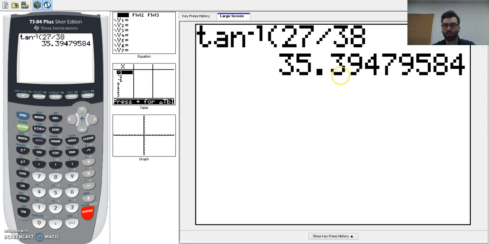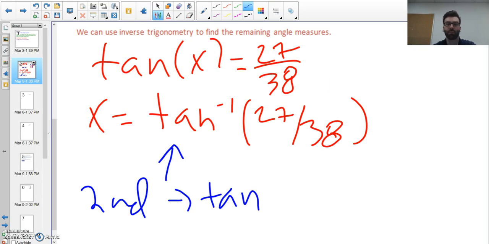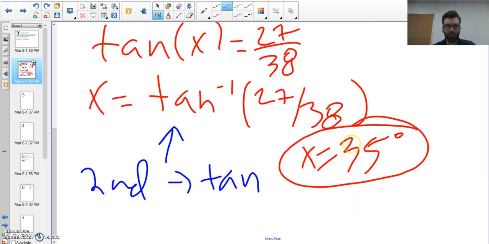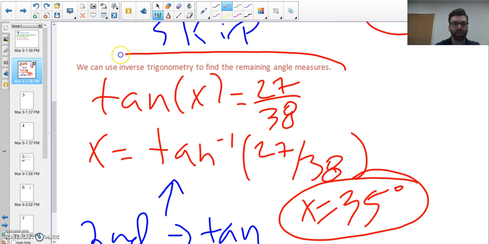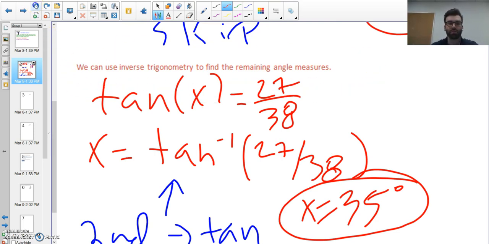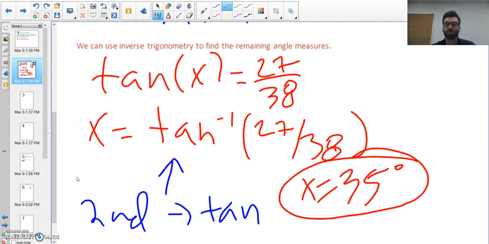Remember to round, you look at this number. If it's above 5, you round up. If it's below 5, we keep it the same. So x in this problem, call it 35 degrees. We can use inverse trig to find remaining angles. Remember that. Very important. If you're using your phone, you would press 27 divided by 38 and then press second tangent, and that should give you the same answer.